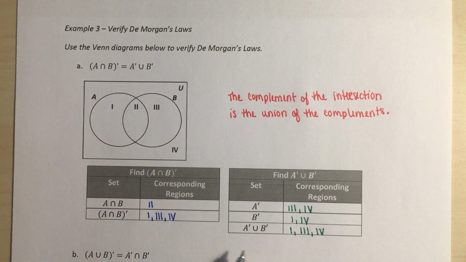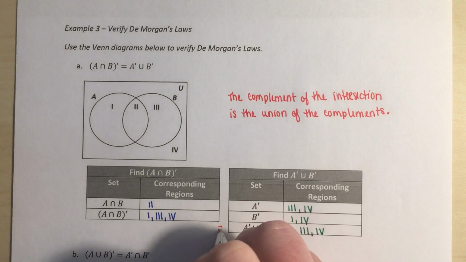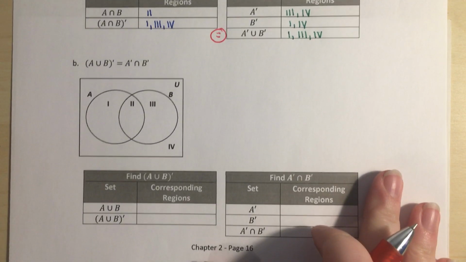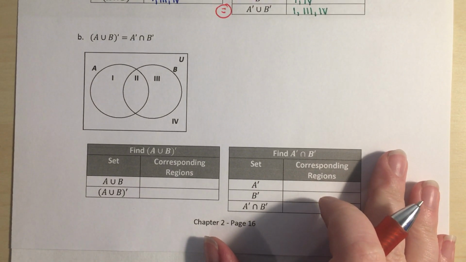And if we compare this last line in these two different little tables here, we should notice that these indeed are equal. Okay? So the complement of the intersection is the union of the complements. So that's our first DeMorgan's law. Okay? Now we're going to look at our other law.